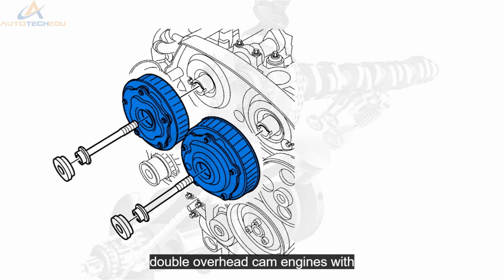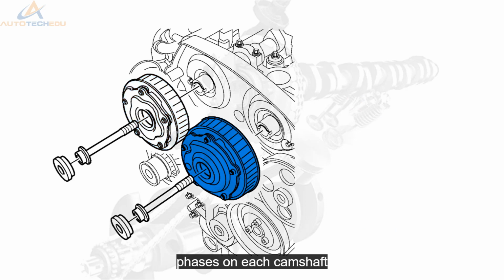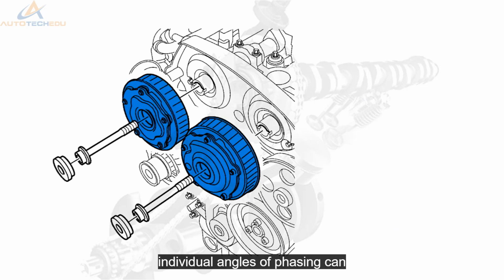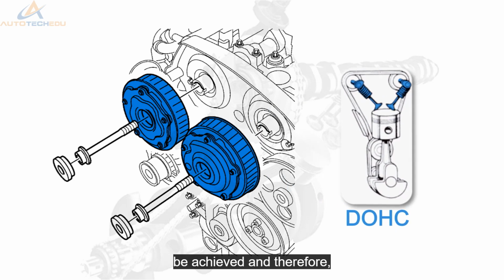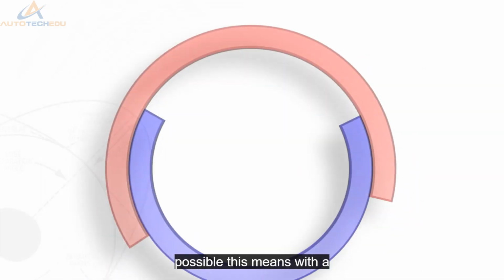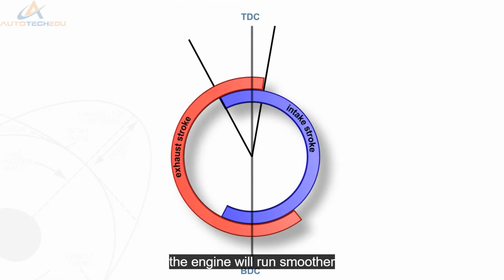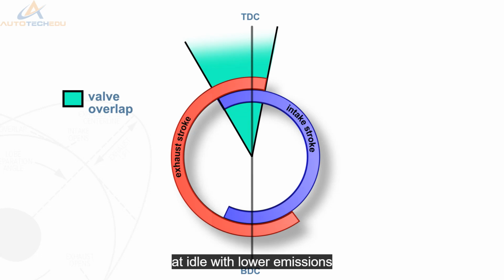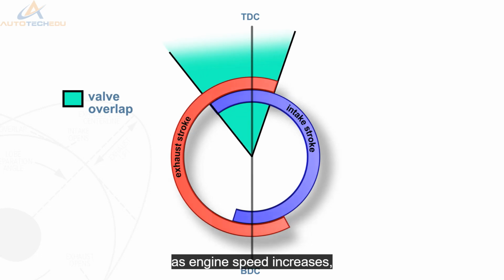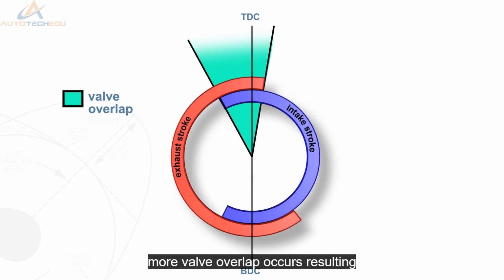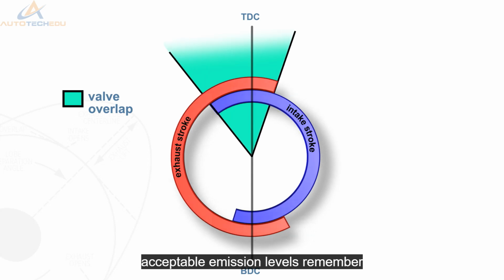On double overhead cam engines with phasers on each camshaft, individual angles of phasing can be achieved, and therefore valve overlap change is possible. This means, with a reduction in valve overlap, the engine will run smoother at idle with lower emissions. As engine speed increases, more valve overlap occurs, resulting in more power whilst maintaining acceptable emission levels.